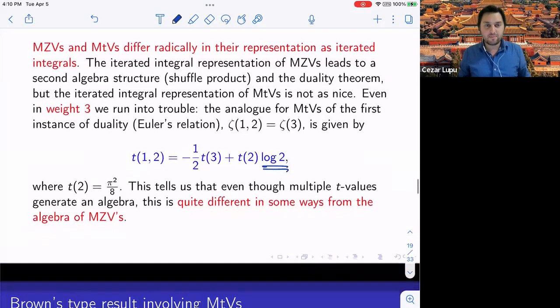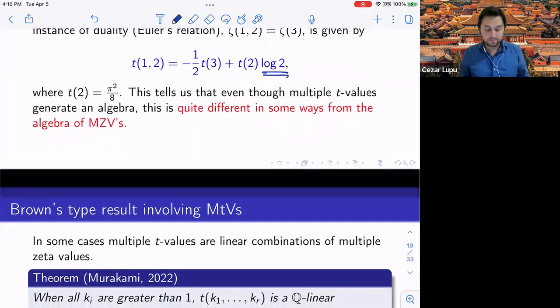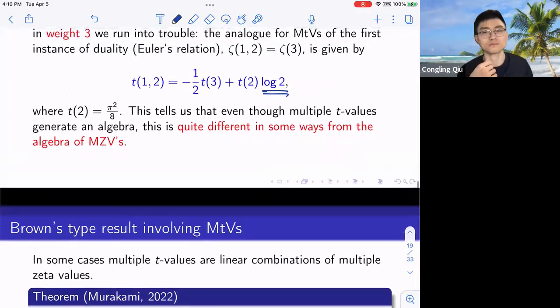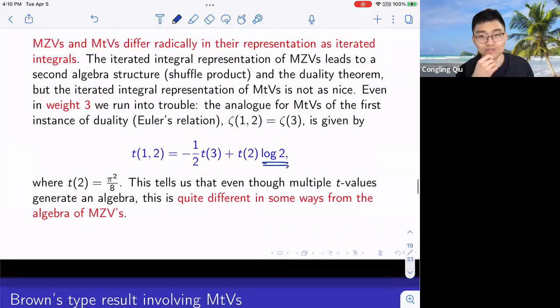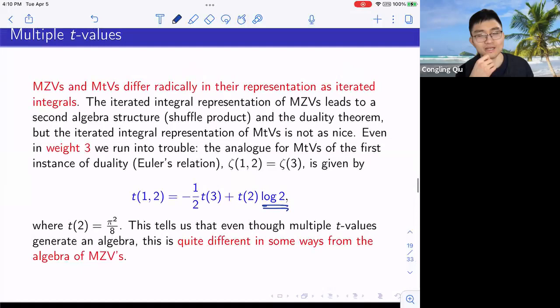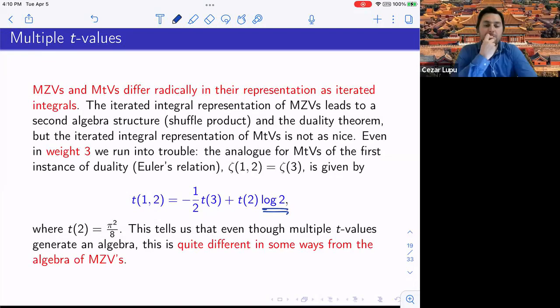So as you can see, this example shows how different they are in some ways. But maybe we'll try to look for other similarities. Sorry, probably I have a stupid suggestion. Is log 2 some kind of a regularized t1 up to a multiple? That's actually a very good question.